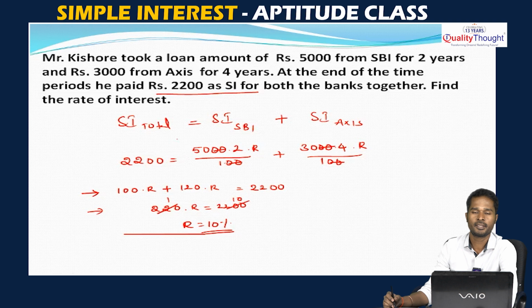This is simple. The total simple interest is nothing but the simple interest paid for SBI Bank and simple interest paid for Axis Bank. So, we just substituted the values and the rate of interest is 10 percentage.